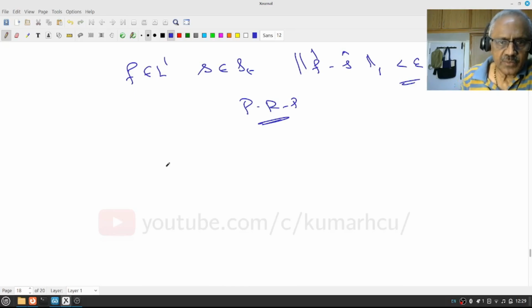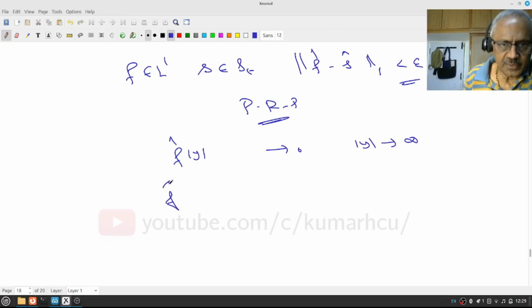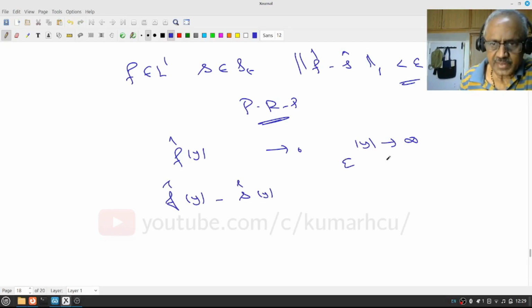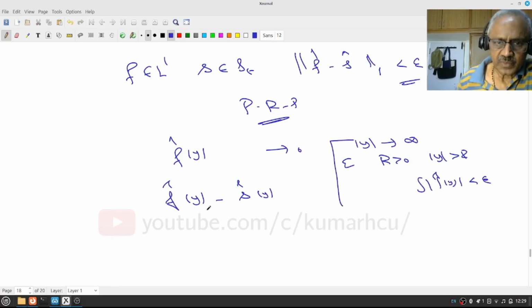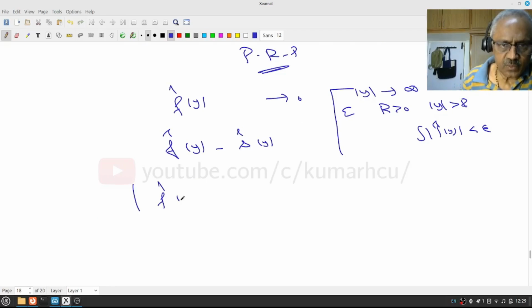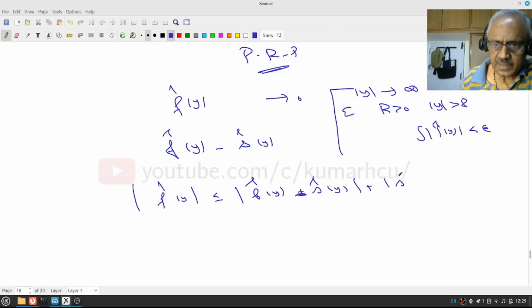Now we are ready for the kill. So what I want to show, I want to estimate f hat of y. I want to say it goes to 0 as mod y goes to infinity. Therefore, what I will do is I will try to estimate f hat of y minus s hat of y. That means you give me an epsilon, I can find an r positive such that mod y greater than r should imply the modulus of f hat of y should be less than epsilon. This is what I want to show. So let me see that. f hat of y is less than or equal to, f hat of y minus s hat of y plus s hat of y.